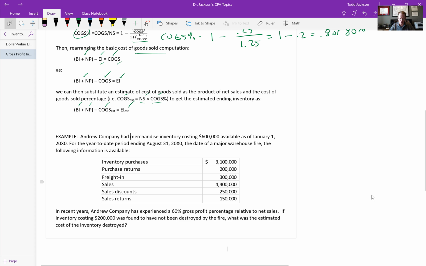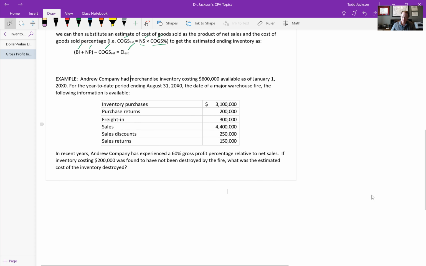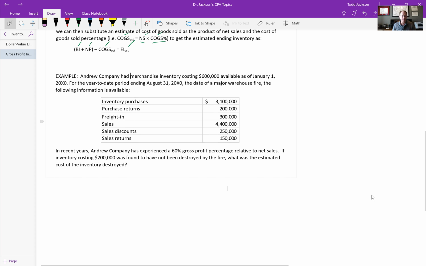If inventory costing $200,000 was found to have not been destroyed by the fire, what was the estimated cost of the inventory destroyed? So again, we're going to work with that modified form of the cost of goods sold computation. We will start with the beginning inventory. That again is our January 1st, 2000 XO amount, and that was $600,000.